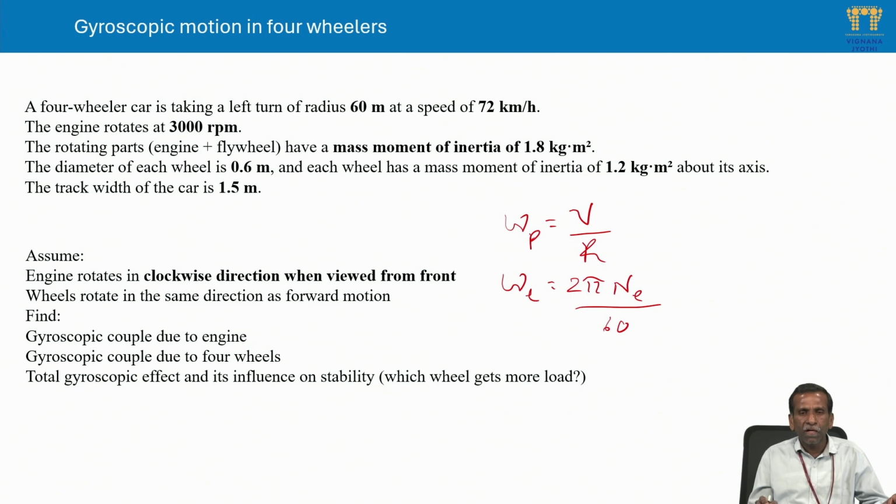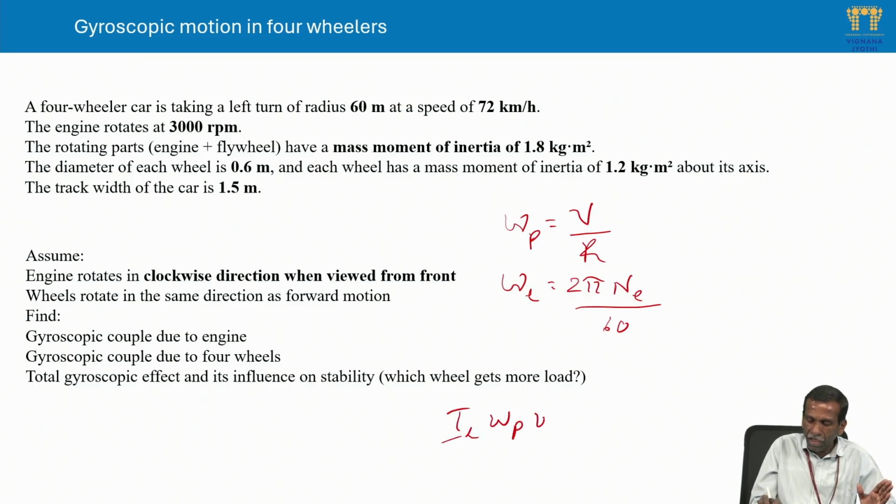Okay, so this is the concept. You have to assume that the engine rotates in the clockwise direction when viewed from the front. Front means the front wheels. The wheels rotate in the same direction as the forward motion. So you have to find the gyroscopic couple due to the engine rotating parts, which is I omega p. For the engine rotating parts, I is I E, whatever is given, times omega p times omega of E, whatever you calculate here. I E is given as 1.8 kg meter square. That is one thing.